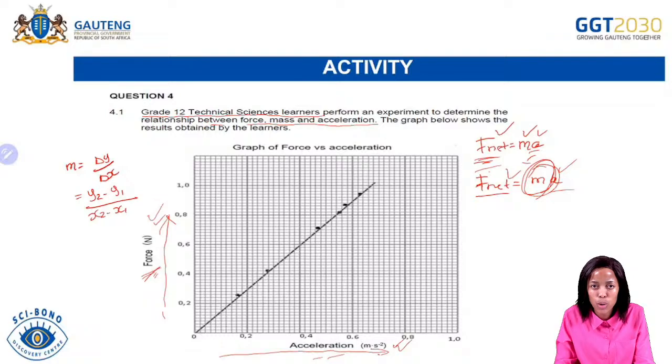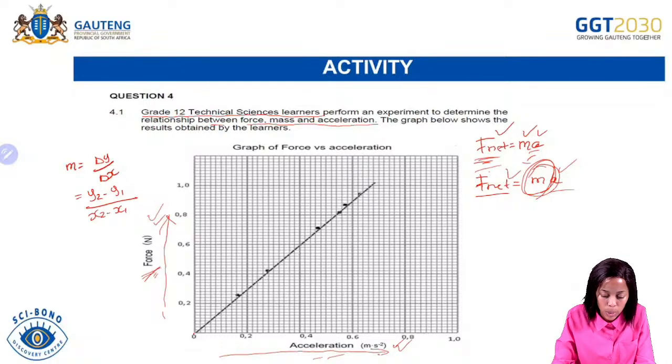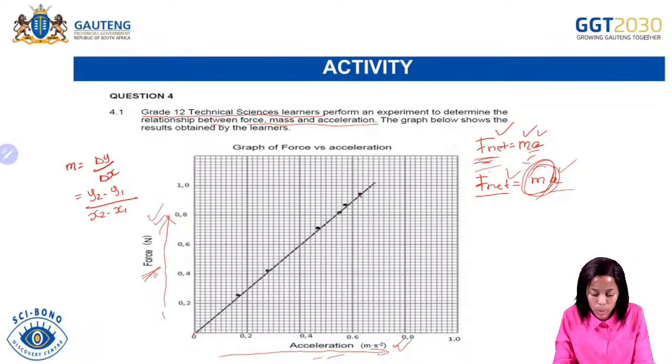So it means that from this graph, you need to be able to choose two points that you are going to work with. Those two points will represent your x1, y1, and your y2 and x2. Maybe let's say we choose 0 and another point, maybe the last point there on the graph. It means that you must already have a knowledge of how to interpret the graphs.